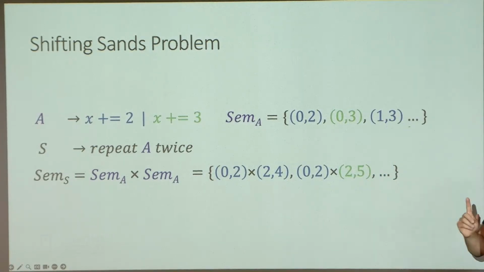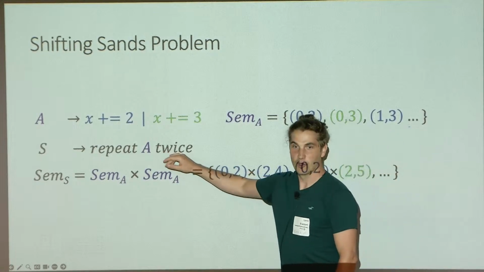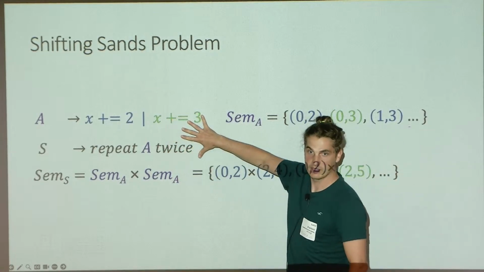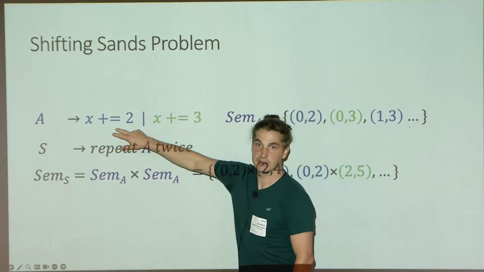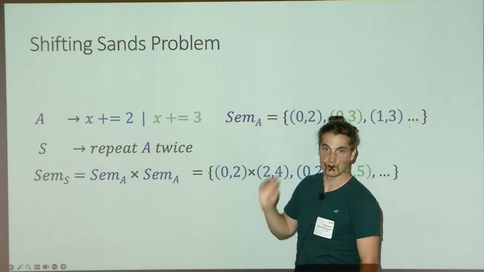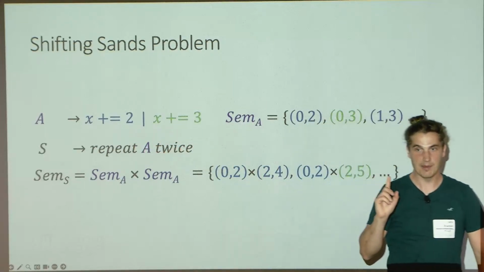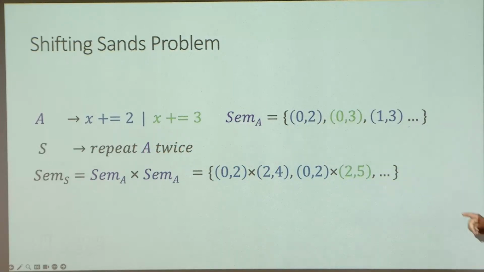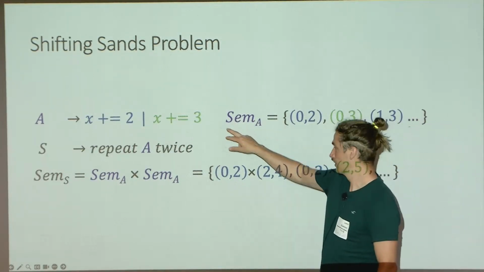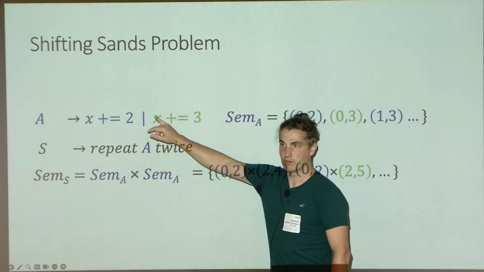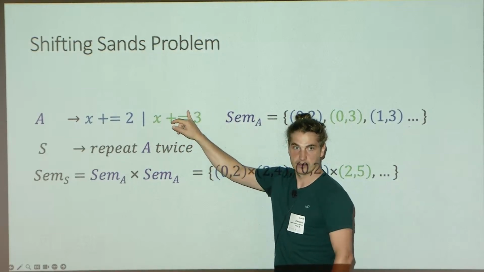No. Repeat A twice is the grammar of programs. This is a grammar of programs that contains 2 programs: repeat x plus equal 2 twice and repeat x plus equal 3 twice. It's not one program with non-deterministic choice. It's a grammar of programs. That's crucial. So this is a set of 2 programs that should only contain 2 programs, one where the body is this and one where the body is that.